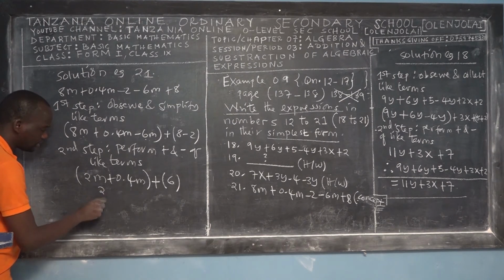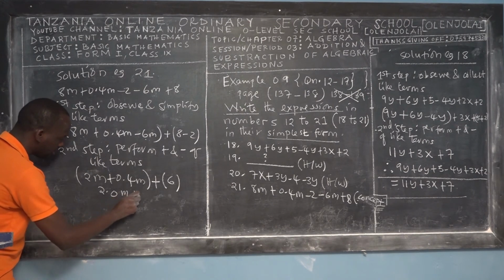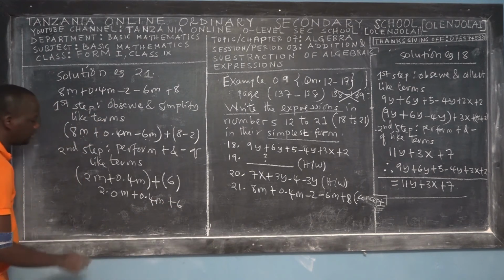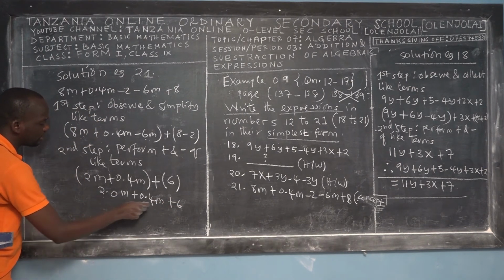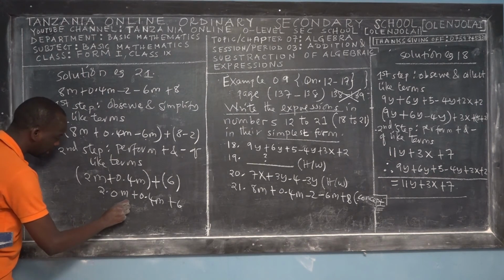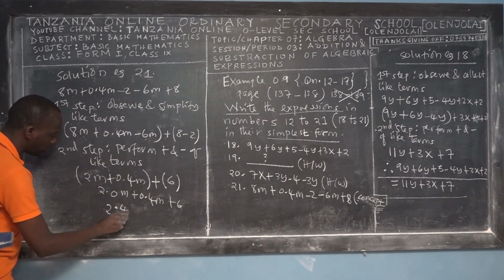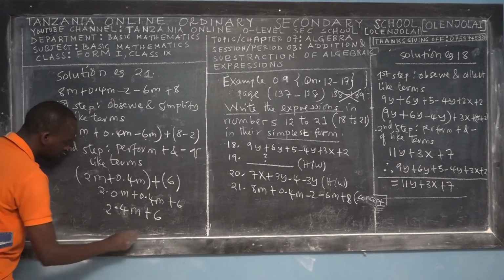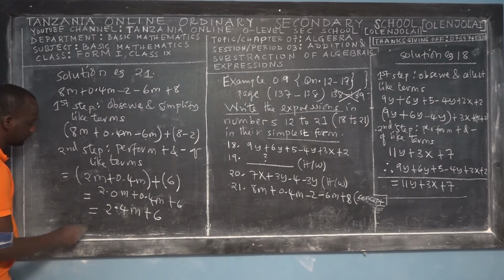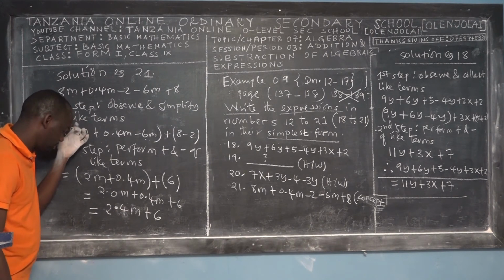So how do we add a whole number and a decimal number? Simple. This is like 2.0m, and then we add 0.4m plus 6. So you begin with the decimal: 4 plus 0 is 4. Then the decimal point. 0 plus 2 is 2. So 2.4m plus 6. Right? Just like this one.